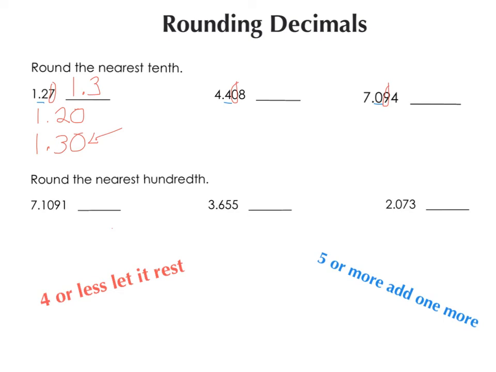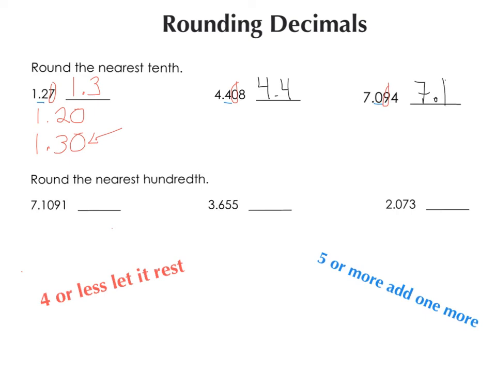Okay, looking at the next one, I have a 0. 4 or less. 0 is less than 4, so I'm going to let it rest. So I'm going to leave this as 4 and 4/10. Next, I'm going to look at this 9, and it's going to tell me what to do with this 0. Well, 9 is in the 5 or more category, so I know I need to round it to 7 and 1/10.